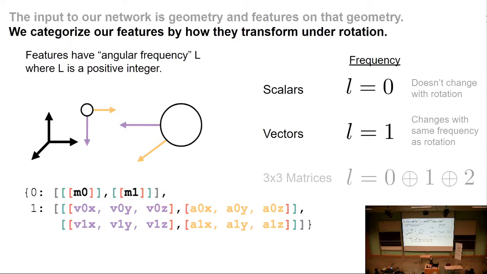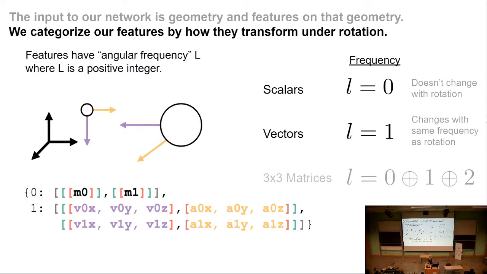The trace of a matrix doesn't change under rotation, but the anti-symmetric components change with the same frequency as rotation, and then the symmetric components, which are kind of analogous to x times y, x times z, and these kind of polynomials, those change with twice the frequency. So you can always take a Cartesian tensor that you're used to dealing with in continuum mechanics or something like that, and transform it into this frequency representation. They're just different bases.